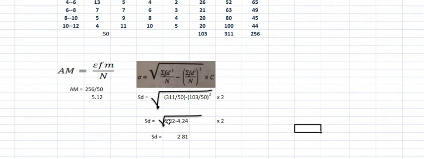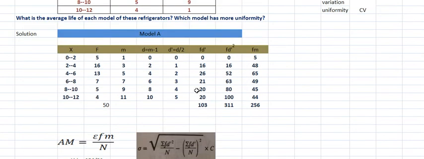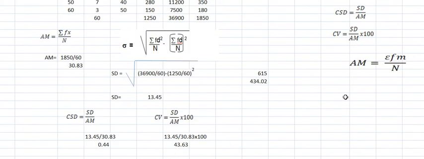Clear? So 6.22 minus 4.24, you take the difference of these two and remove this root, then whatever value comes, you multiply by 2. So your standard deviation is 2.81. So this was the solution of standard deviation in case of which one? Model A. Now we need to apply CV.